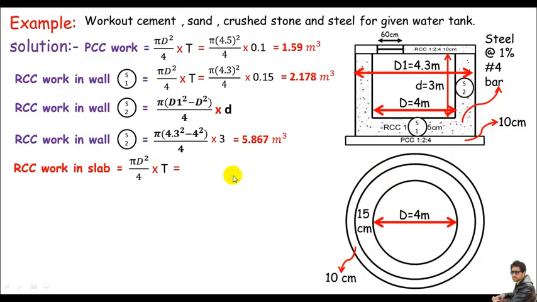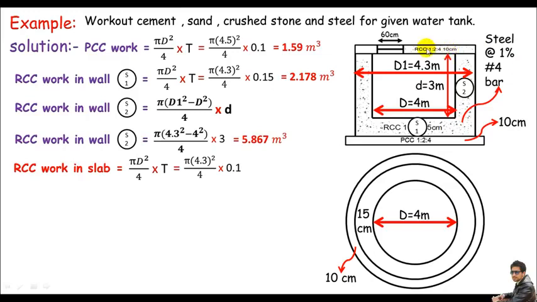But which diameter should I plug over here? Look, the slab is just placed on these walls, right? And the diameter of our wall was just 4.3 meter. So the slab diameter will also be taken as 4.3 meter, right? So I'll just plug 4.3 meter in this D place. So pi times 4.3 square divided by 4 times the thickness, which is just 0.1.